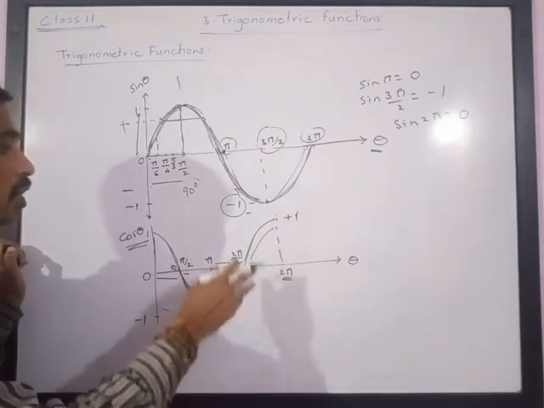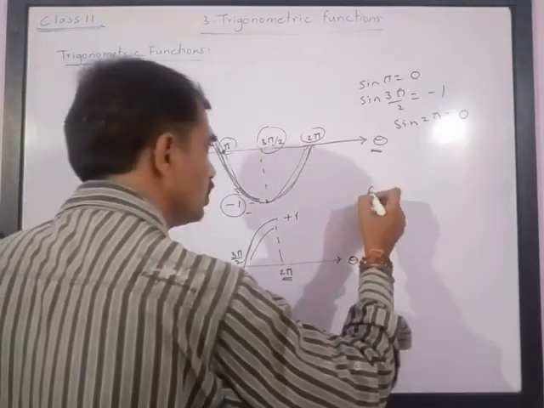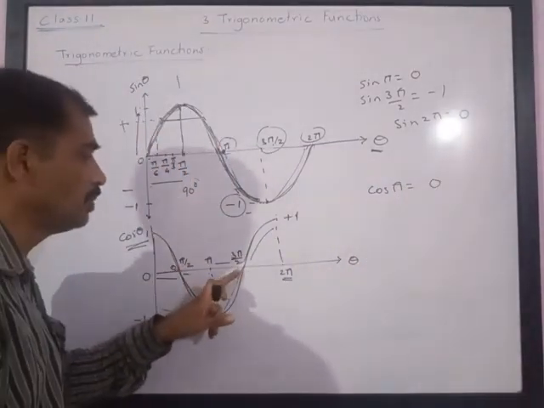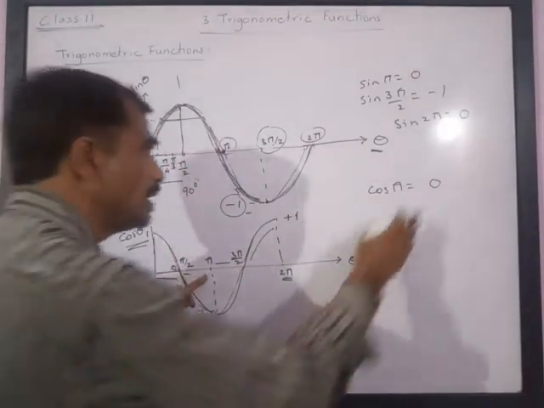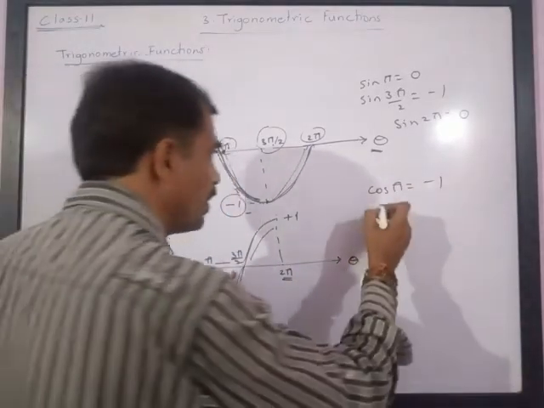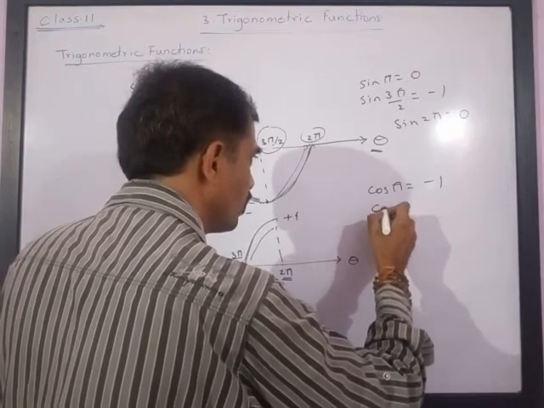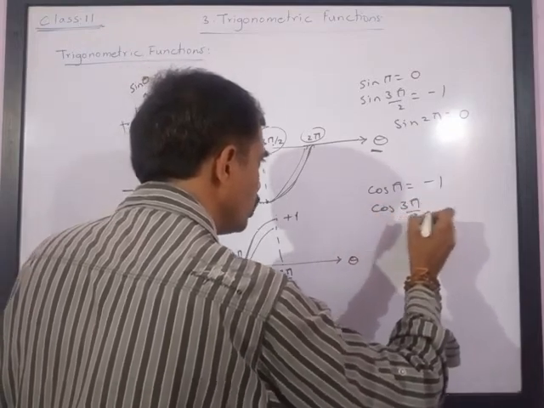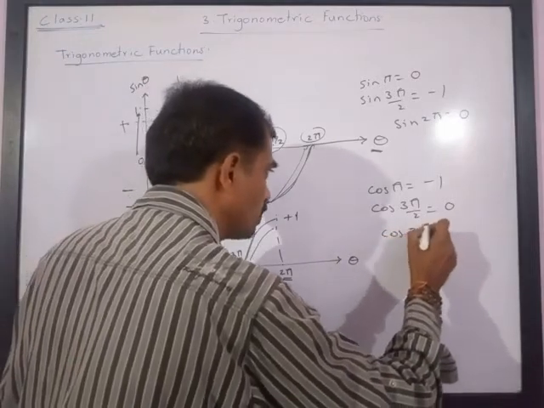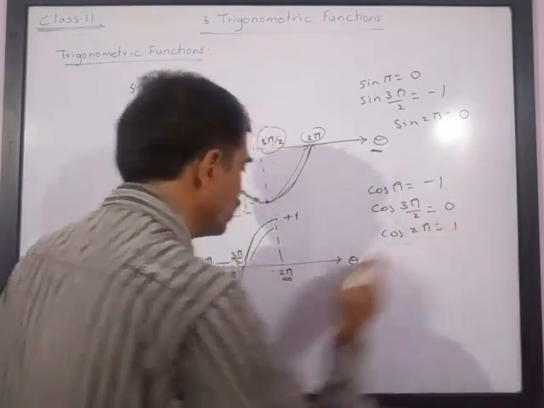So from this you understand that cos of pi by 2 is 0, then cos of pi is negative 1, cos of 3 pi by 2 is equal to 0, and cos of twice pi is equal to positive 1.